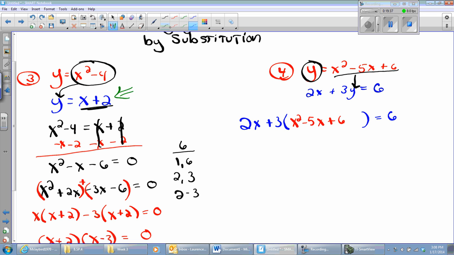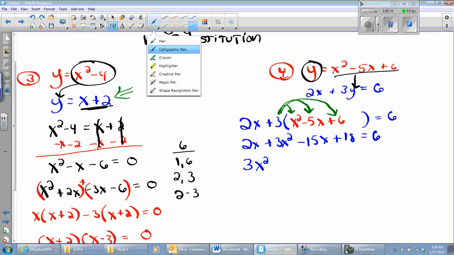All right. Going to do a little distribution here. Going to distribute here, here, and here. And hopefully I distribute correctly this time. And so I'm going to get a 2x plus a 3x squared minus a 15x plus 18, and that's going to equal 6. All right, now it's quadratic. I think what I'm going to do is kind of reorder things. I'm going to write my exponents in descending order. So my 3x squared is going to come first.